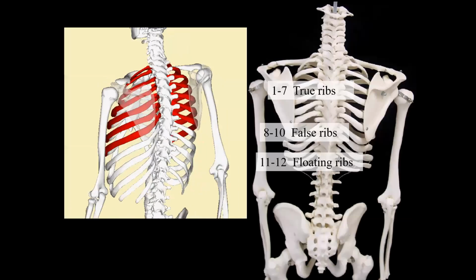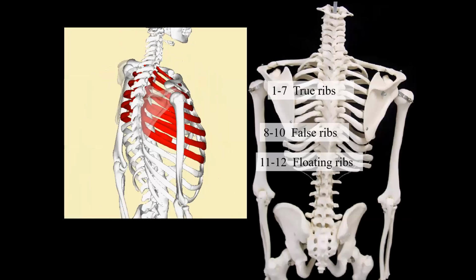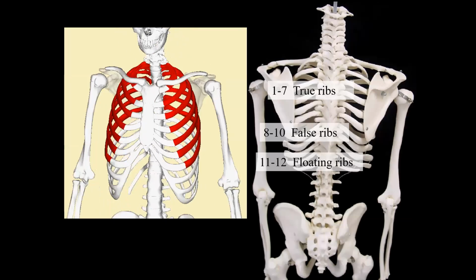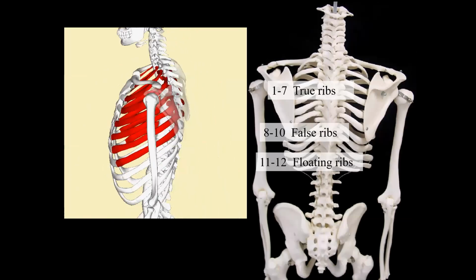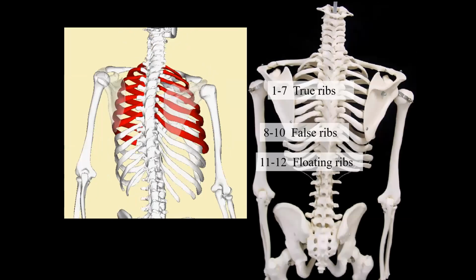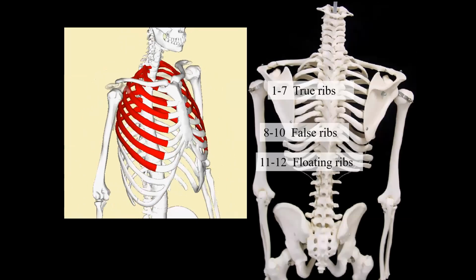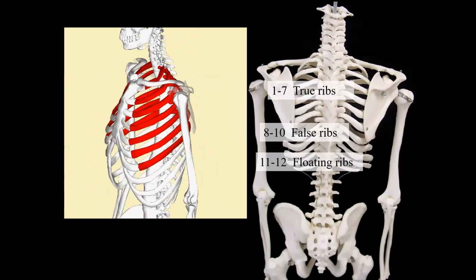Okay, so here are the ribs. There are 12 pairs of ribs. The first 7 pairs are called the true ribs. They anchor on the vertebrae in the back, and they anchor indirectly to the sternum in the front. They anchor to hyaline cartilage, which anchors to the sternum. The first 7 are true ribs, meaning they anchor directly to the sternum.